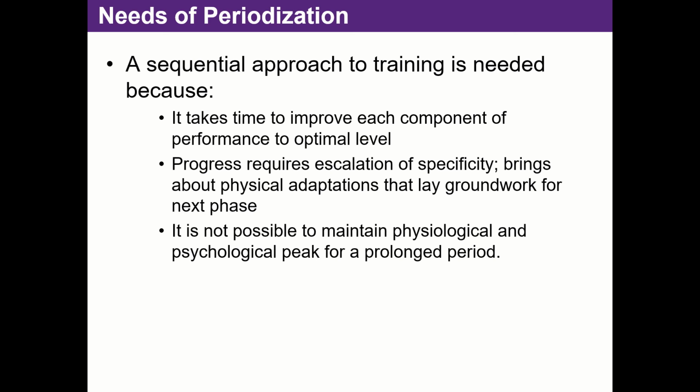The last point on there is that realistically, it's not possible to maintain either a physical or psychological peak for a prolonged period of time. So one of the things you've probably noticed in these periodization models is whenever you see the little peaking curve, it's typically only like 1 to 2 weeks that they're at the top. It takes them a long time to get there, and they're only there for like 1 or 2 weeks.